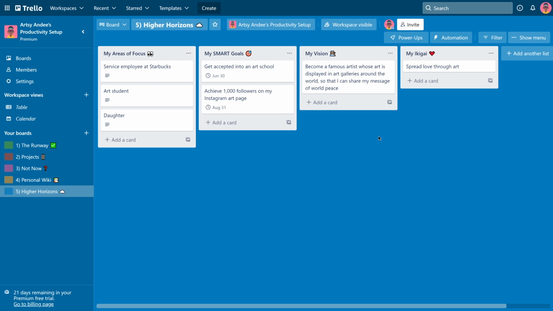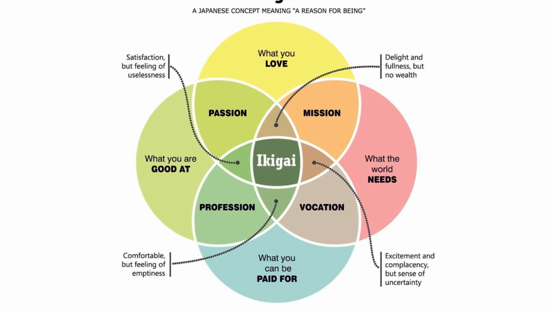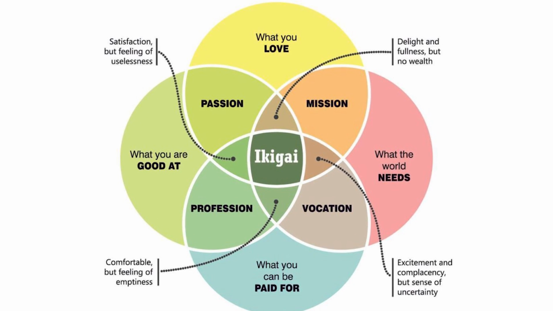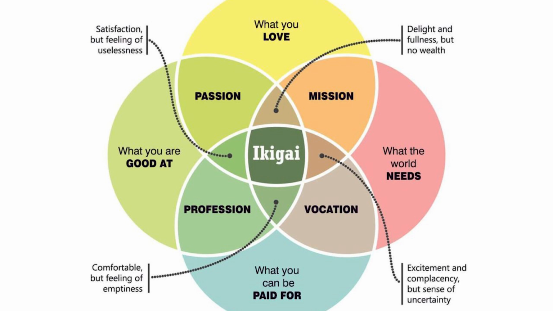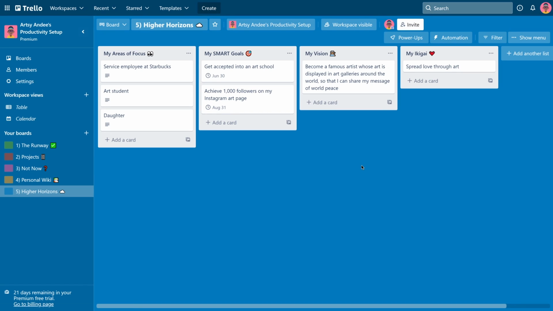Ikigai is a Japanese concept which is the intersection of what you're good at, what you love, what the world needs, and what you can get paid for. Andy believes spreading love through art meets those conditions and is thus what she's defined as her Ikigai.